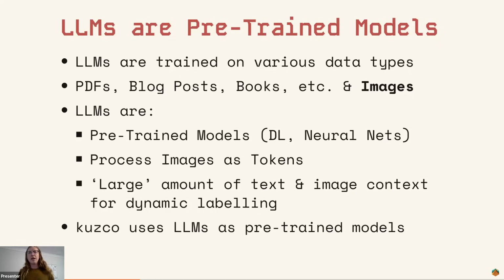So the idea that you may want to label dynamically or change the way that you label within an analysis, you can tell this LLM to label your images differently. So this is kind of the bulk of Cusco. Cusco uses LLMs as pre-trained models. So instead of using a typical computer vision workflow, we're using LLMs.